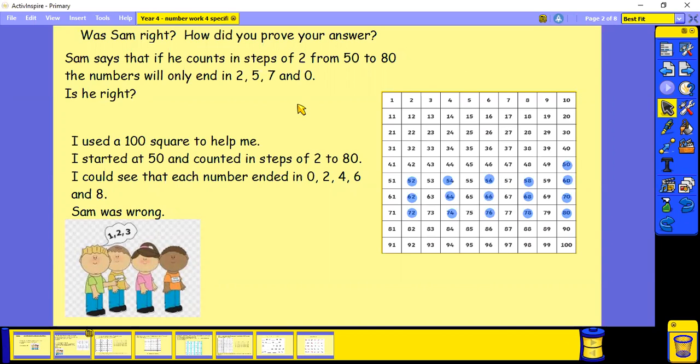So let's have a look at the problem again. Sam says that if he counts in steps of 2 from 50 to 80, the numbers will only end in 2, 5, 7 and 0. So I used a 100 square to help me because we've been using these a lot. I started at 50 and I counted in steps of 2 to 80 and I coloured in each one as I went. And I could see that the numbers between 50 and 80 when counting in steps of 2 end in 0, 2, 4, 6 and 8. So actually they don't end in 2, 5, 7 and 0. So Sam was wrong. I hope you got that right answer as well.